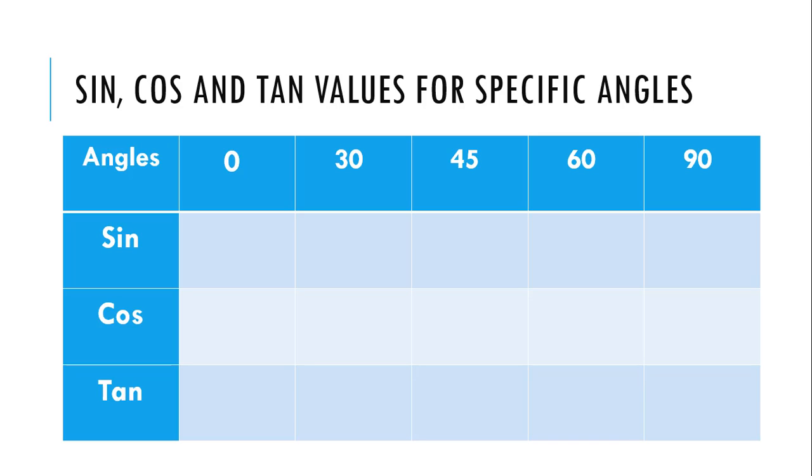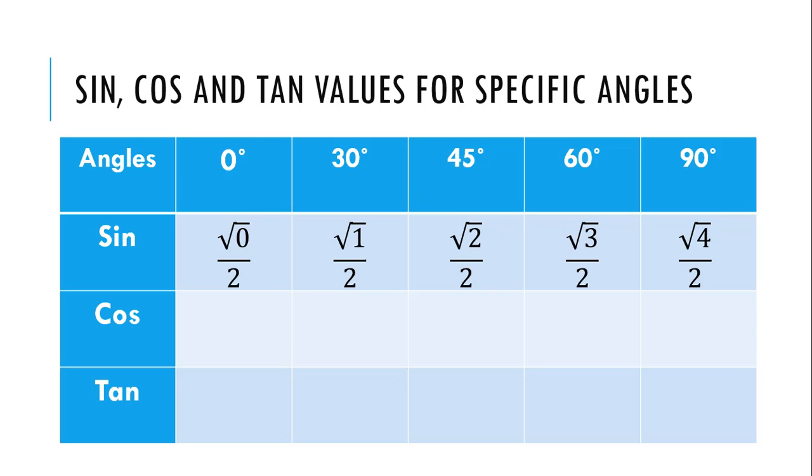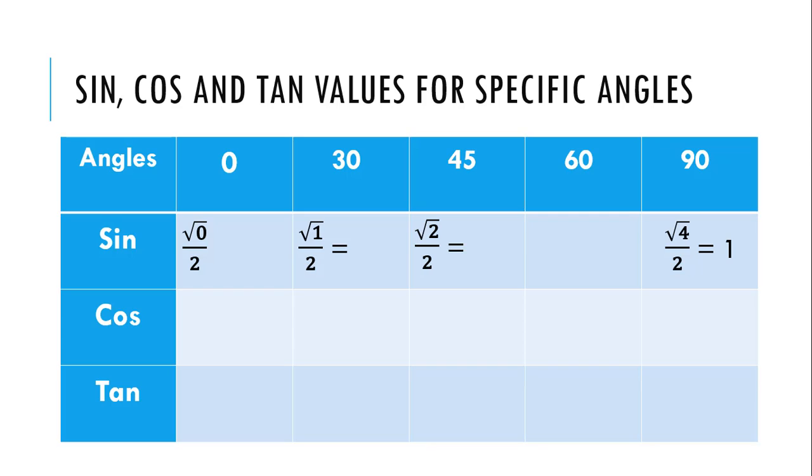So, to find the sine values, we write 2 in the denominator and the square root sign in the numerator. One thing for sure is 2 will always come in the denominator for the sine values. Now, in the square root sign, we write the numbers 0 to 4 in ascending order, starting with 0 at 0 degrees and 4 at 90 degrees. So like this, we write all the numbers, and then the next step is to solve these.